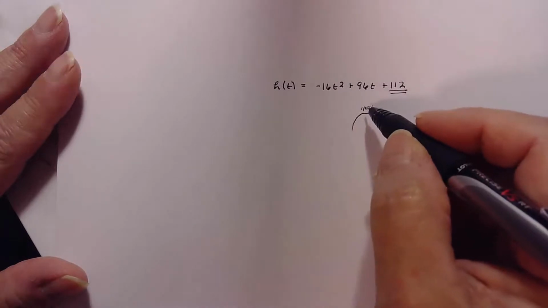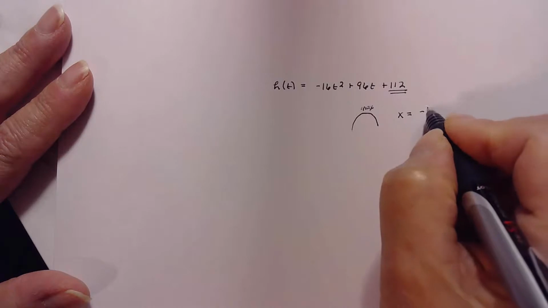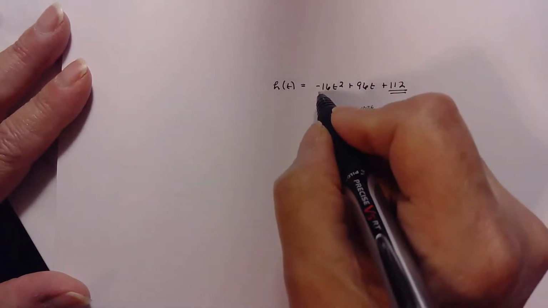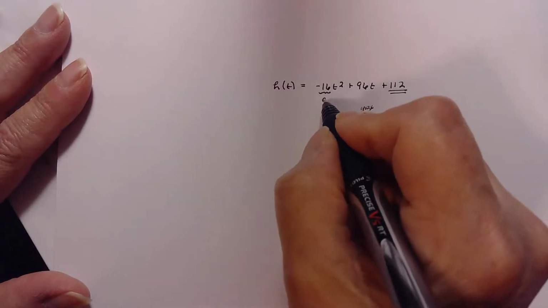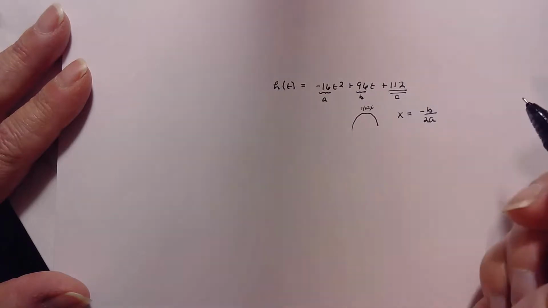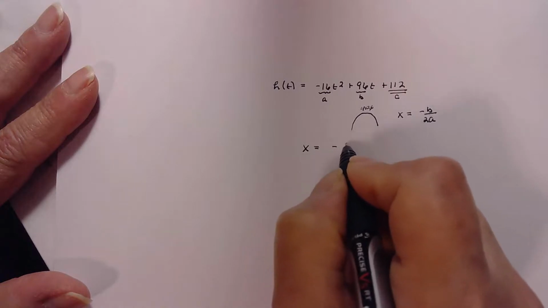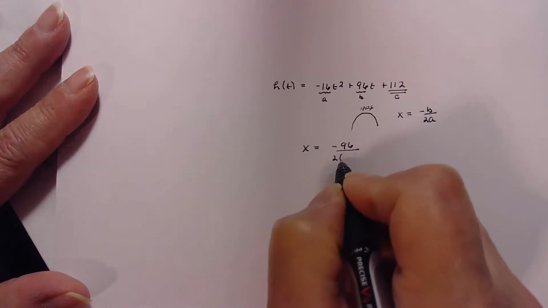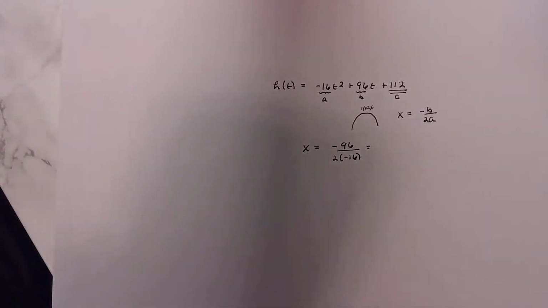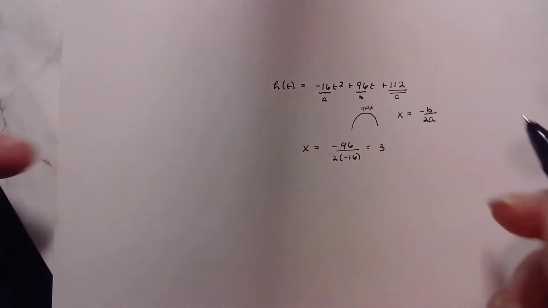And to find the x-coordinate of the maximum, we can use this cutesy little formula, x equals negative b over 2a, where in any quadratic, the coefficient of the leading term is a, the coefficient of the linear term is b, and the constant, of course, we call c. So we computed x is equal to negative 96 over 2 times negative 16, right? I think it's 3. Yeah, it's 3. So the x-coordinate of this maximum is 3.